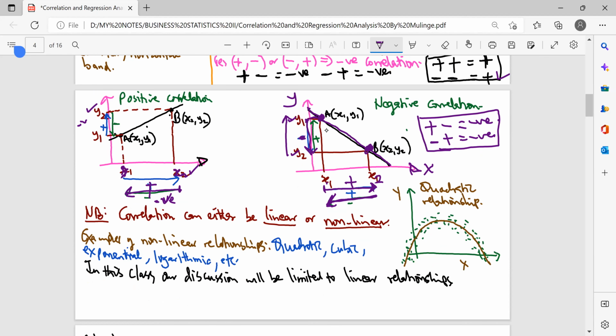Then we notice that correlation is either linear, like this is a linear relationship because it's a straight line kind of relationship. We assume the points are there, or maybe they are on the line. So like that.